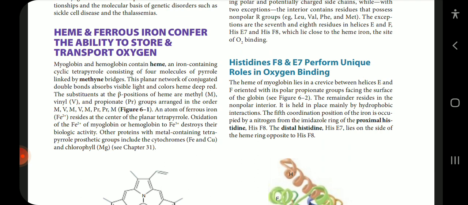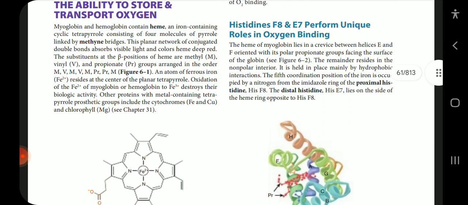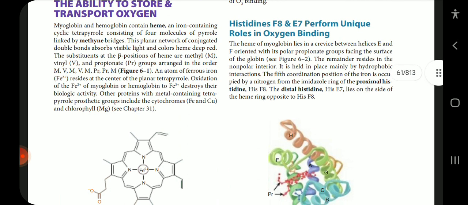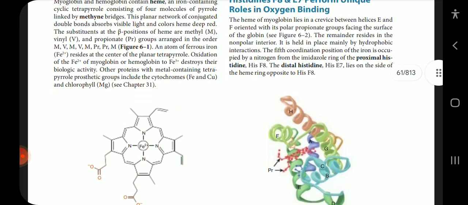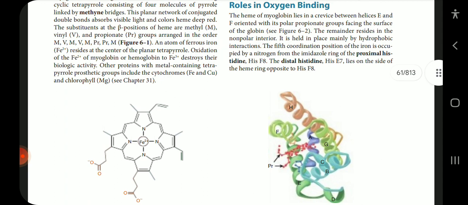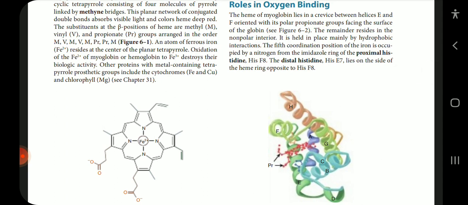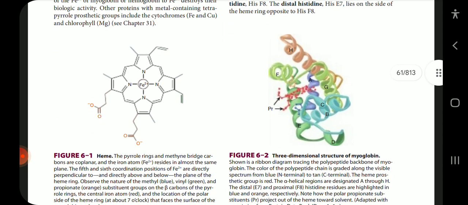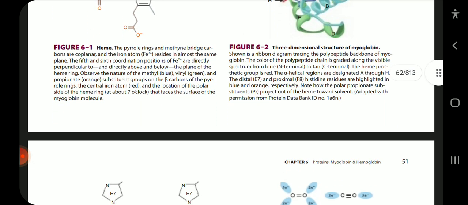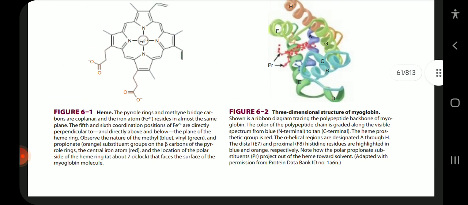The substituents at the beta positions of heme are methyl (M), vinyl (V), and propionate (Pr) groups arranged in the order M, V, M, V, M, Pr, Pr, M, like we can see in 6.1. We can see that the pyrrole rings and methylene bridge carbons are coplanar and the iron atom, Fe2+, resides in almost the same plane.